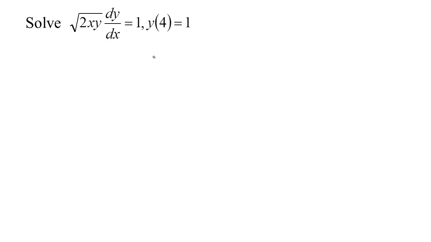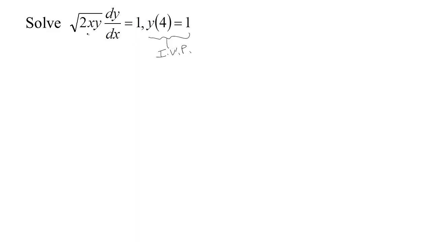Here's another separable differential equation. In this case, we have an initial value problem because we're told that initially when x is 4, y is 1. It kind of gives us a starting point for figuring out what y is. So we call this kind of differential equation an initial value problem.